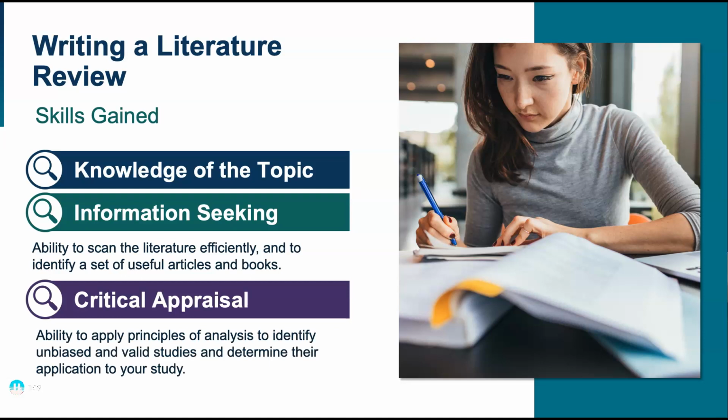The last part of a literature review really is what we call critical appraisal. So essentially this is the ability to apply the principles of analysis and identify unbiased and valid studies and determine their application to your study. So this is where you kind of take all these studies and say, all right, this is what we know. This is what has been identified and brought to the forefront today, so that the reader again can say, all right, what are we left with that's inconclusive? What are relationships and findings that are relevant? What are things we still have yet to get an answer to? So that they can kind of say, okay, these studies are useful, but there still are remaining questions.